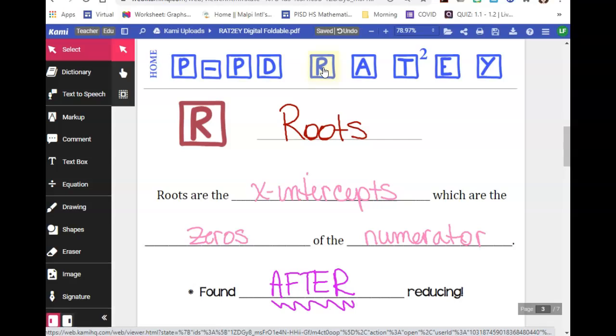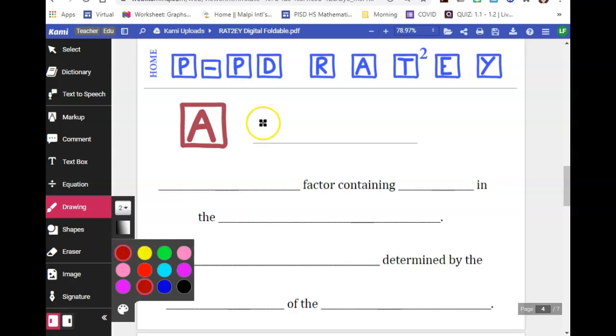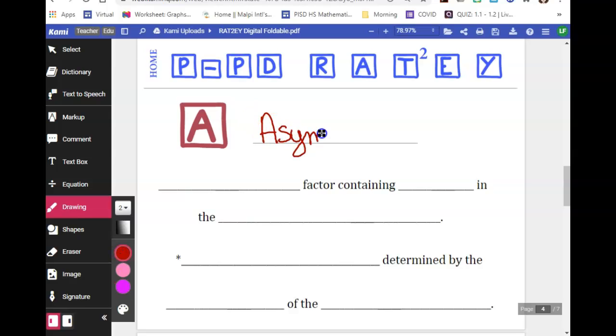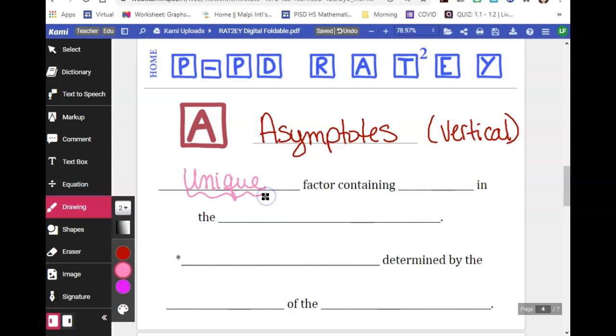So then we're going to move on to the A. A stands for asymptotes. And the A in RADI is just for the vertical asymptotes. We'll get to the other ones shortly. Okay? Vertical asymptotes. So the way we find these is if we have a unique factor containing x in the denominator.